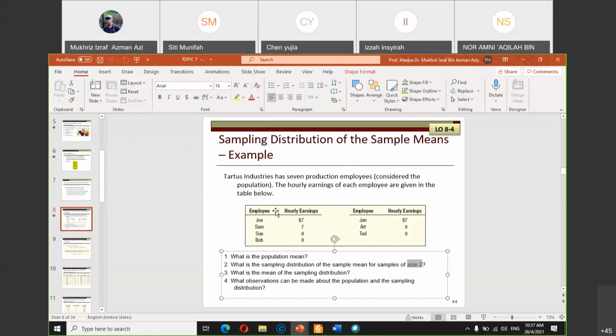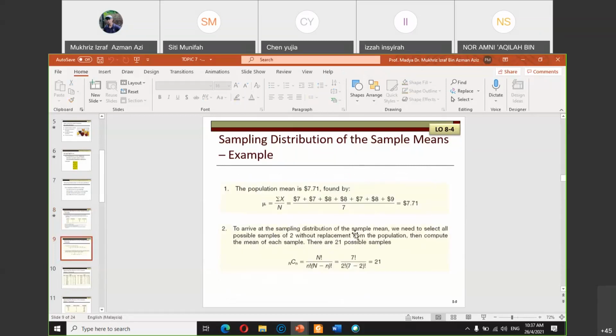So you want to take a sample of 2 workers to get the mean value of the income, the hourly wage rate, the mean of the hourly earnings. If you want to take 2, there can be many combinations. You can take Joe and Sam, Joe and Sue, Joe and Bob, or any other combinations. You can use the formula n choose r, meaning there will be 21 different combinations possible.